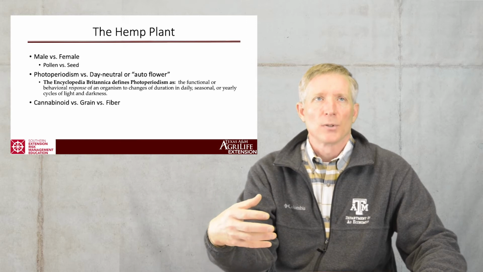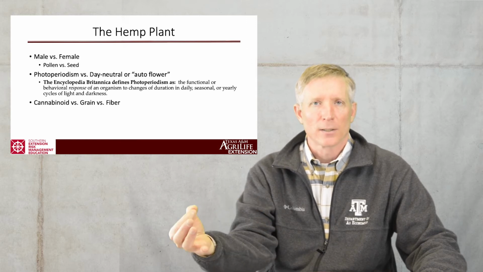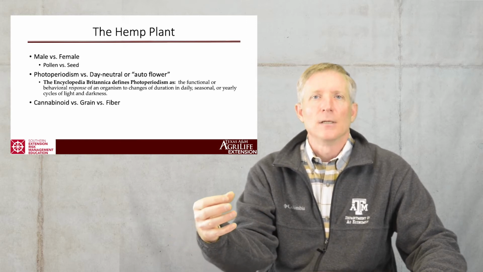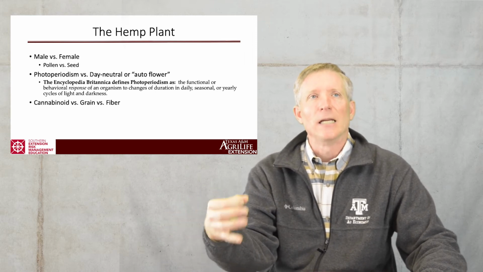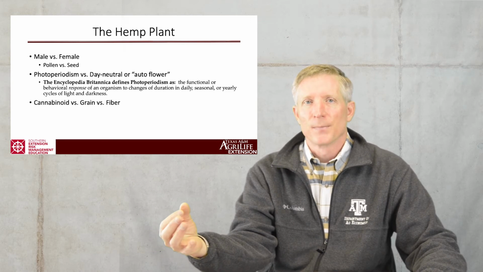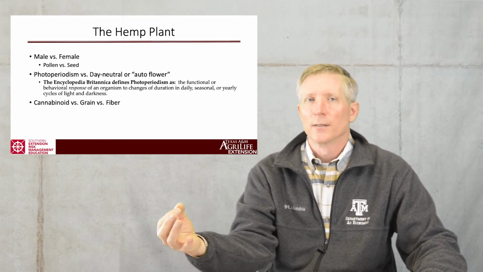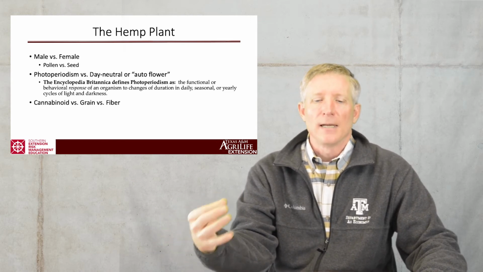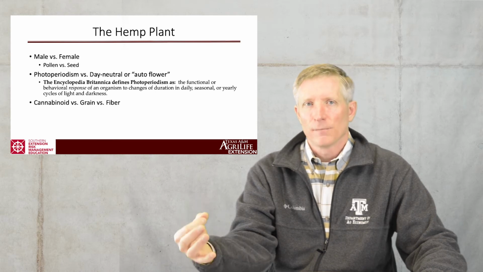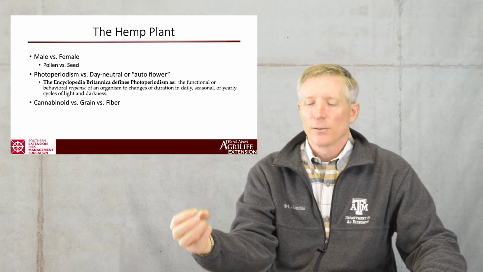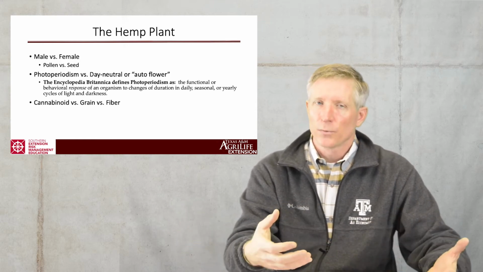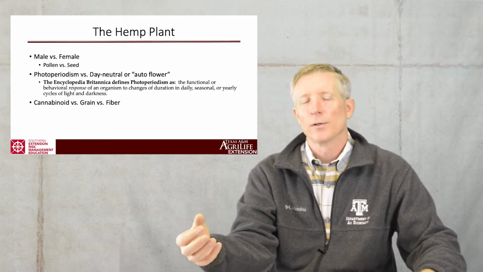Well, most hemp is photoperiodic, and it is a short day plant, meaning as the nights get longer, it puts out its response, and that response is flowering. So the day length has the effect of making the hemp plant flower. This has big ramifications for what you're growing your hemp for, be it cannabinoids, grain, or fiber.